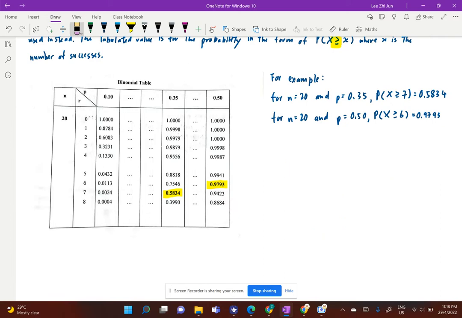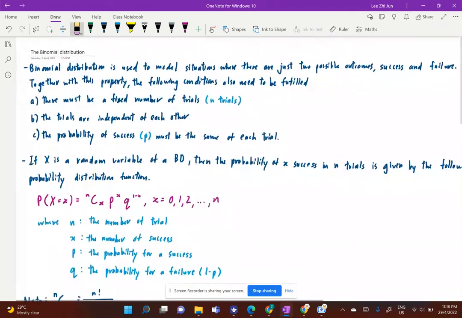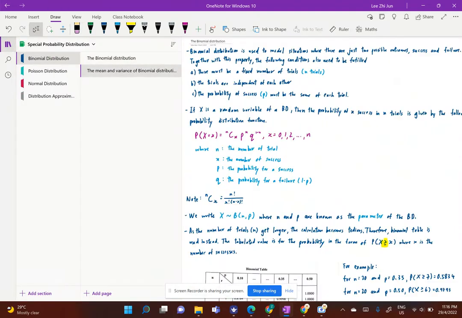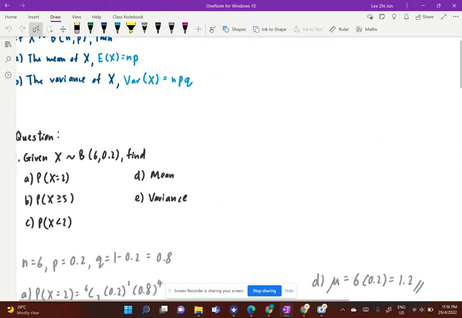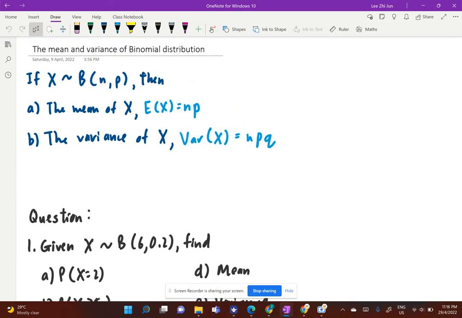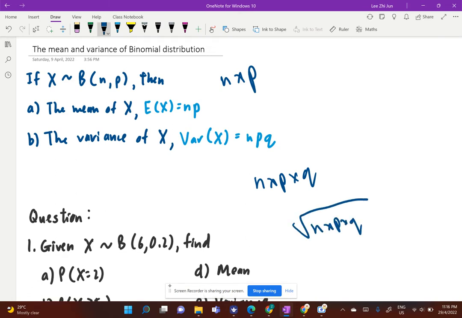So let's look at the mean and the variance. If x is b with the parameters n and p, so the mean will be n times p. The variance will be n times p times q. So the standard deviation will be square root of n times p times q, which is square root npq.